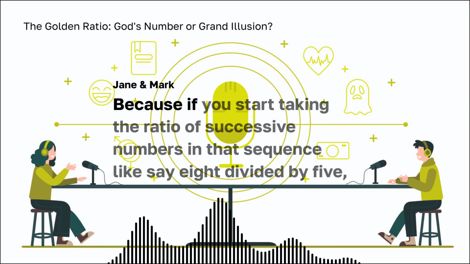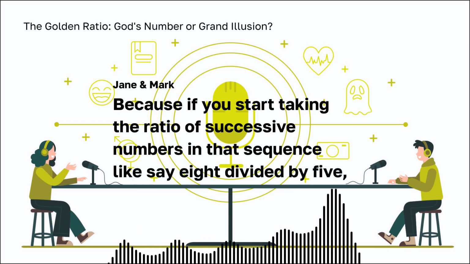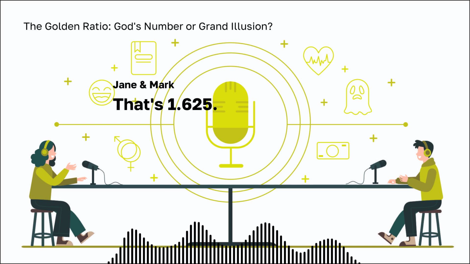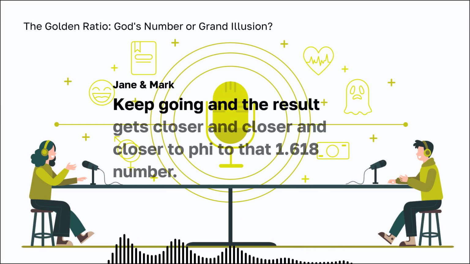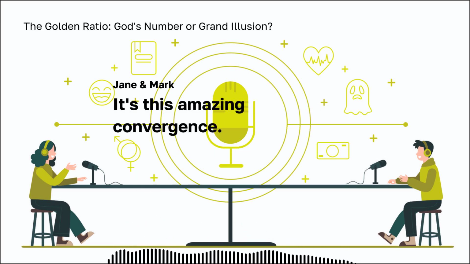Deceptively simple. Because if you start taking the ratio of successive numbers in that sequence, like say 8 divided by 5, that's 1.6. Then do the next pair, 13 divided by 8, that's 1.625. Keep going. And the result gets closer and closer and closer to phi, to that 1.618 number. It's this amazing convergence. Wow.